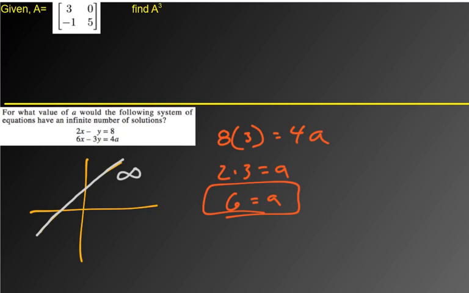Remember that it's not all real numbers. It's just infinite because there's technically an infinite amount of points on the line like this, but there's definitely points out here that are part of the real numbers but not part of the solution. So it's just infinite solutions. Don't say all real numbers. That is a big difference.